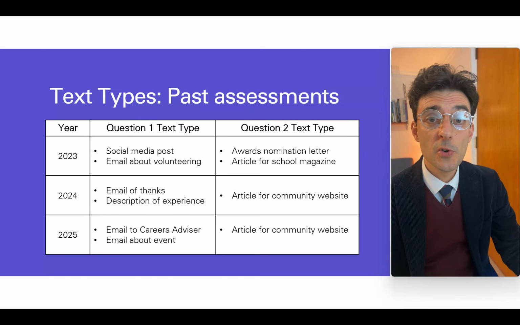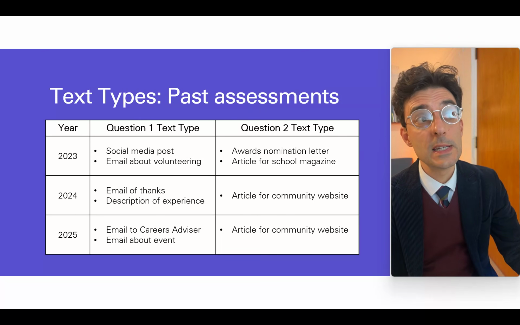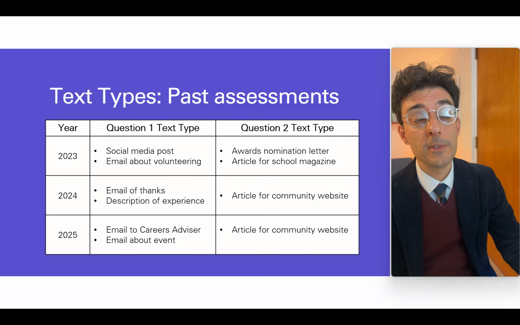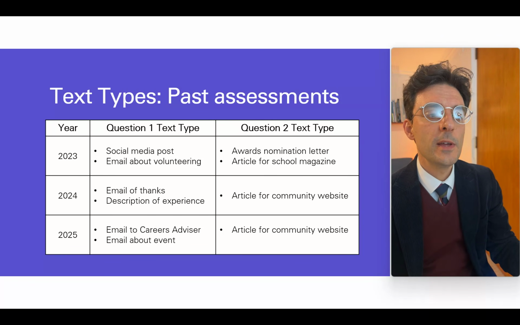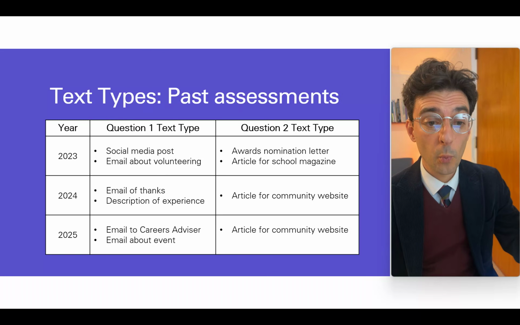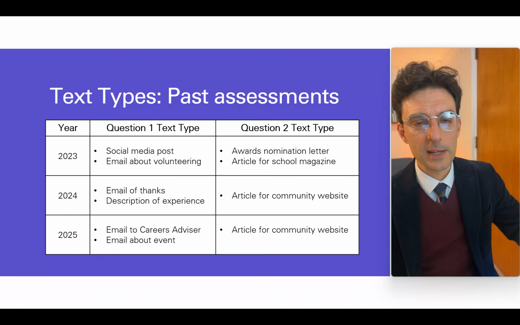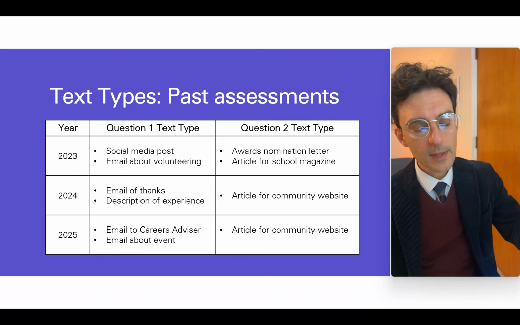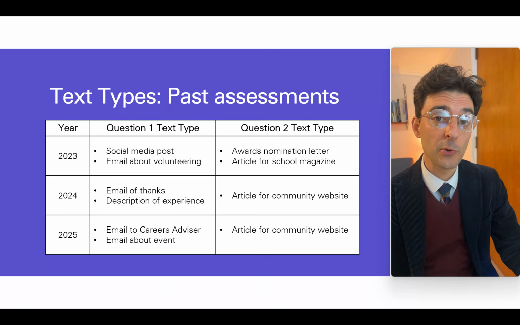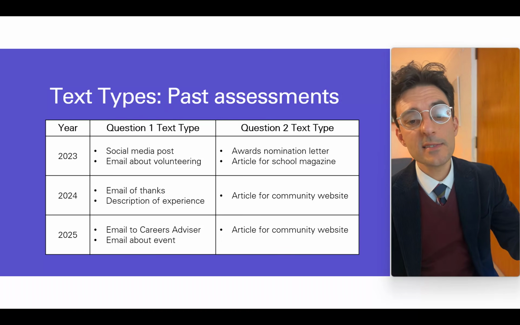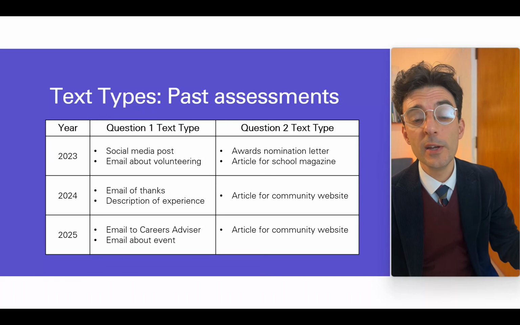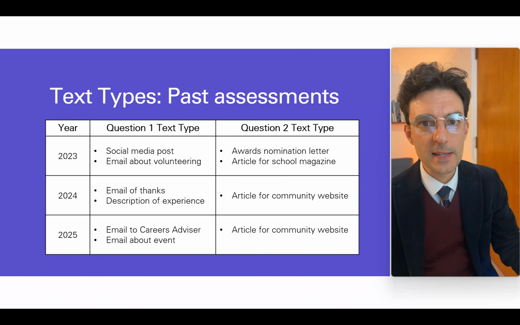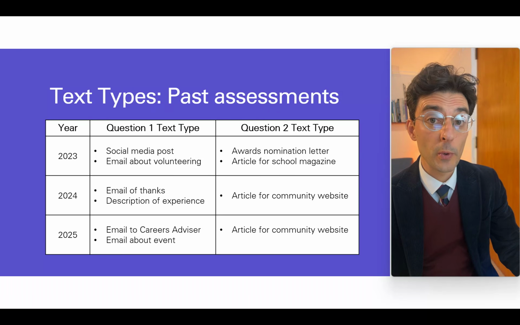For question 2, which is the longer form one, this is the 250 to 350 words piece. A little bit more consistency here. So in the first year, 2023, there was an awards nomination letter where you're nominating somebody for an award. Then there was an article for a school magazine. And since then, we've seen more articles, basically. Articles essentially for community or school websites seem to be the thing that are popping up for question 2 most recently.